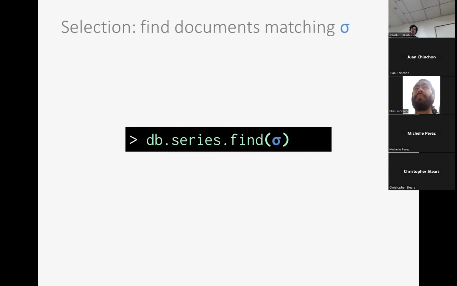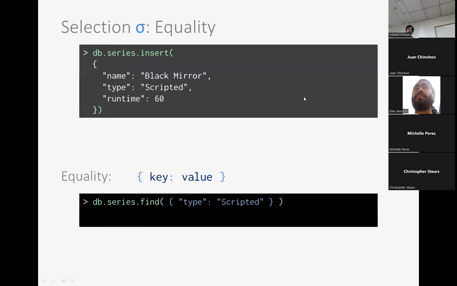Okay, so selection. What if we don't want to return all of the documents, but rather we'd like to say, just return me the documents with a certain genre or a certain runtime? We can do this using sigma for selection criteria in MongoDB. So the first selection criteria we have is equality, where we can say, give me all of the documents that have some key or some attribute equal to some value. So in this case, give me all of the documents that have type scripted. We see that this document here has type scripted, so we return the document.